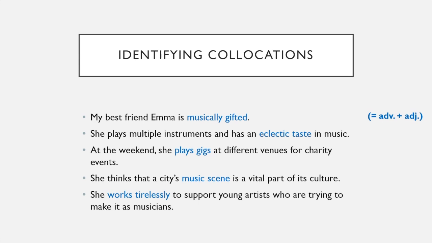She has an eclectic taste in music. This is an example of an adjective-noun combination. She plays gigs. This is an example of a verb-noun combination.